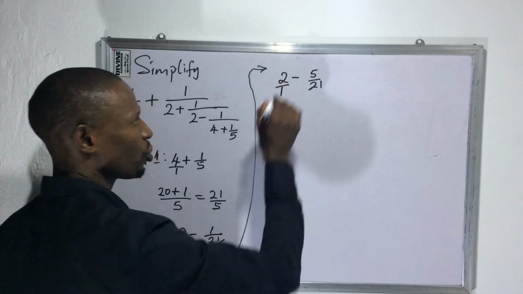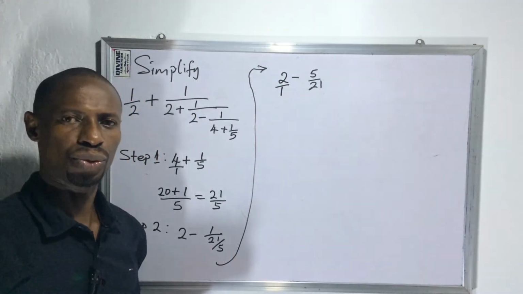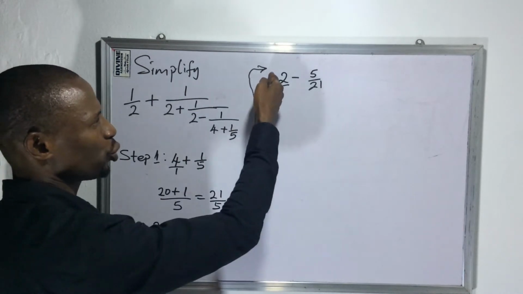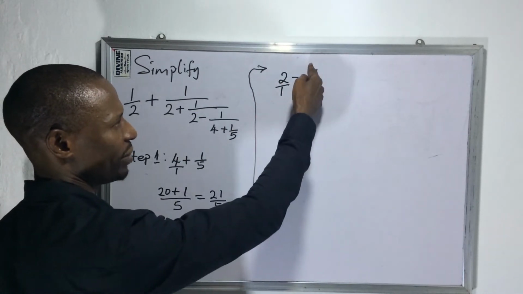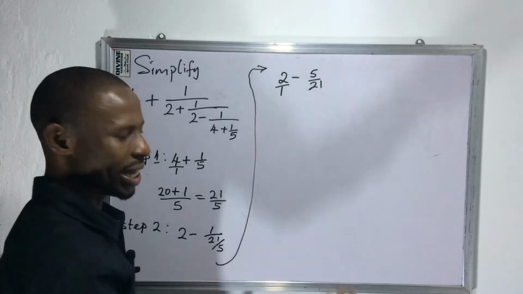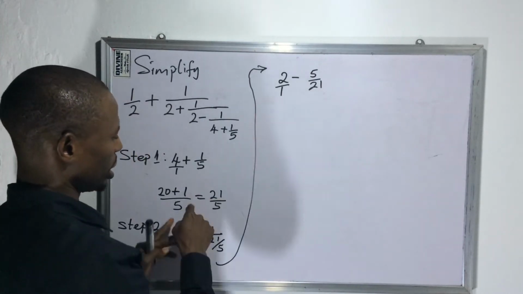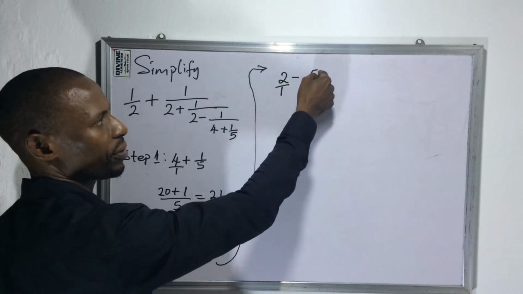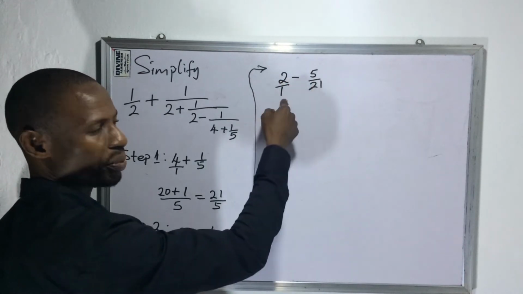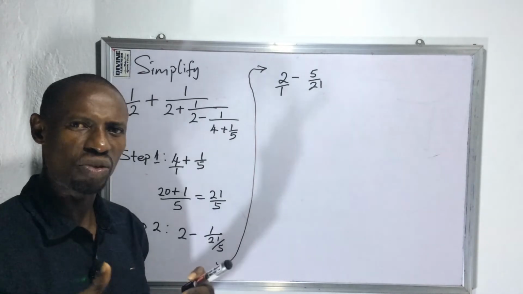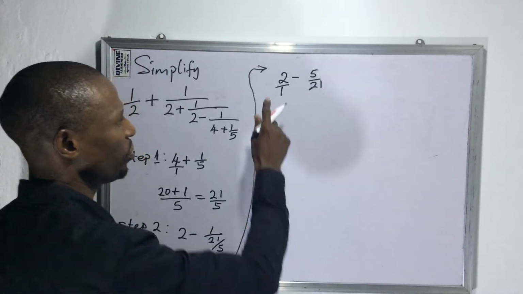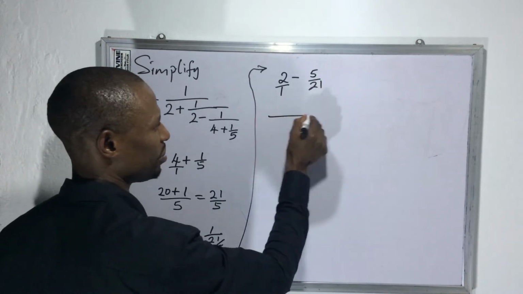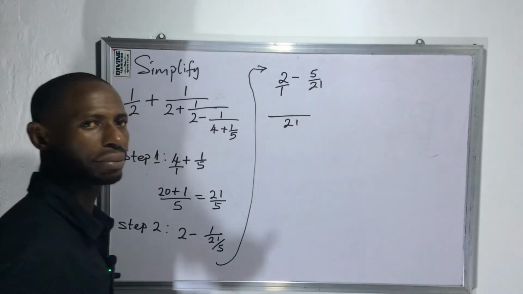If I introduce 1 to this 2, it has not changed anything. So here we now have 2 all over 1 minus 5 all over 21. Same thing we did here, because we cannot subtract this from this, neither can we carry out any operation here until we make the denominators equal. So we look for the LCM of 1 and 21, and the LCM is 21.